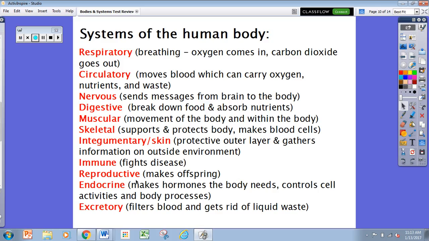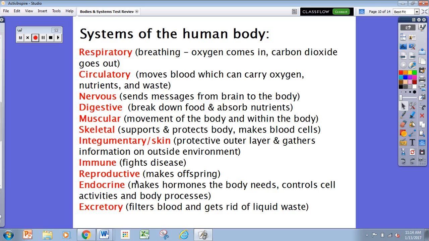Your nervous system is responsible for sending messages from the brain out to all the different parts of the body, and then the body communicates back to the nervous system and lets the nervous system and the brain know what's going on inside and outside the body. Your digestive system is for breaking down the food that you eat into smaller parts called nutrients that your body can use, and then the nutrients are absorbed down in the small intestine, and they go out into the bloodstream to all the parts of your body. The digestive system is also responsible for getting rid of solid waste.